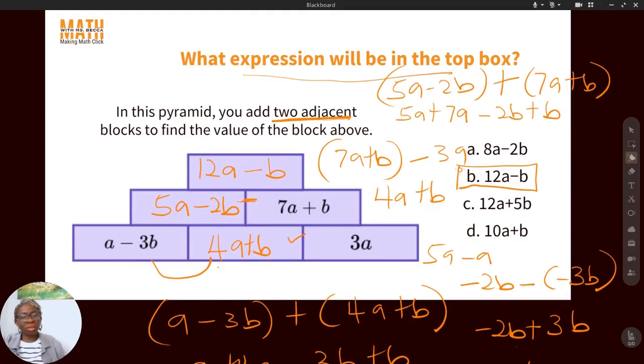But let's check again to confirm that we did the right thing. This time around, let's subtract this and this. Let's do 12a minus 7a. That gives 5a. Then negative b minus b gives negative 2b. So that means our answer is correct.